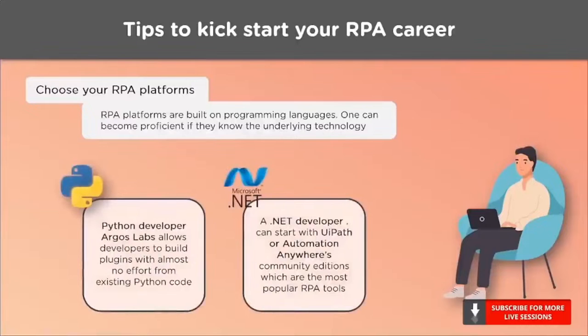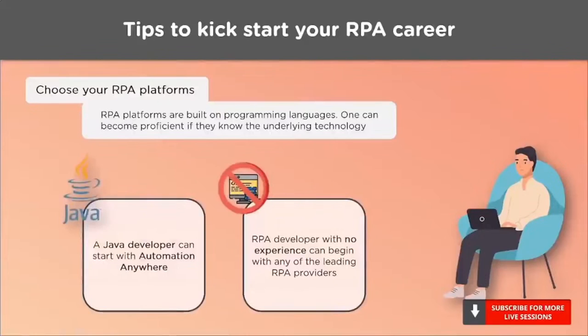So if you are a Python developer, then you can start off by working with Argos Labs. This allows developers to build plugins with almost no effort from the existing Python code. And if you're a .NET developer, then you can start off with UiPath or Automation Anywhere's community editions. If you're a Java developer, then you can start off with Automation Anywhere. And if you're a developer with no experience, then you can begin with any of the leading RPA providers.